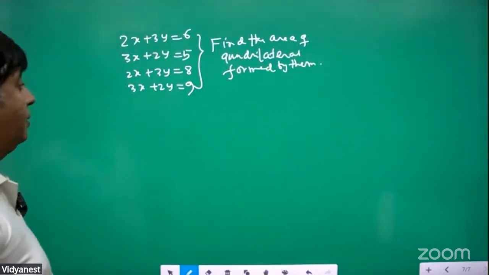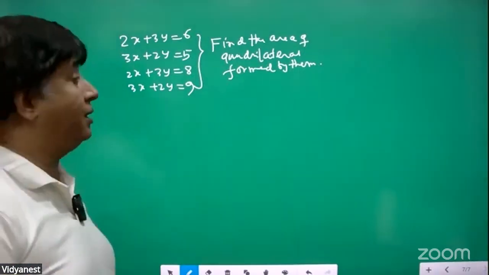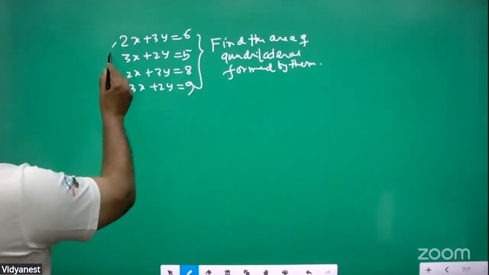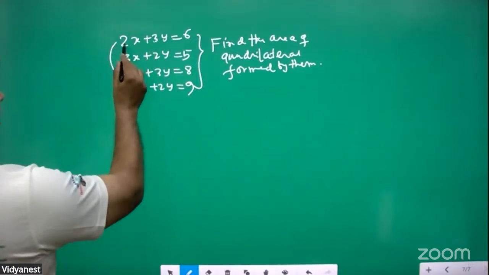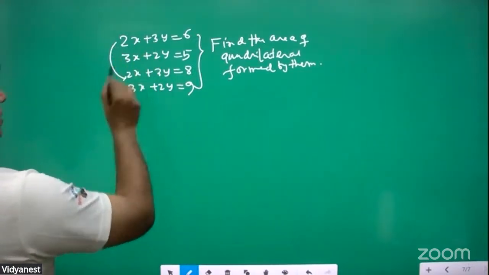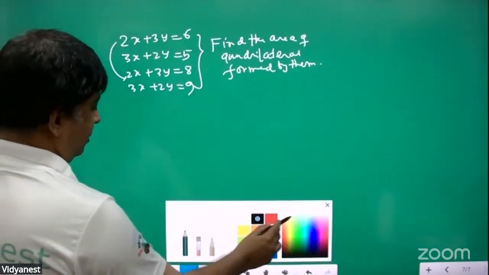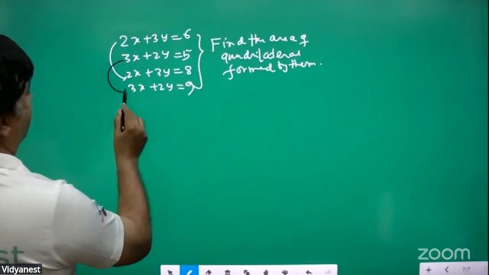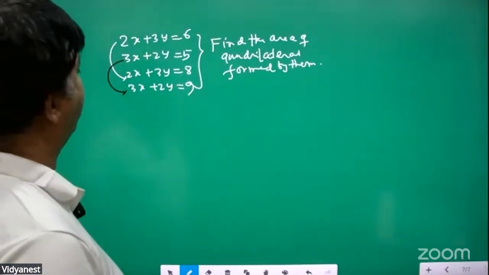Okay? See, first of all, you have to recognize the quadrilateral. You see, these two lines are parallel because the coefficients of x and y in these two lines are the same. They differ only by the constant term. And these two lines are also parallel because the coefficients are the same. They differ by a constant.